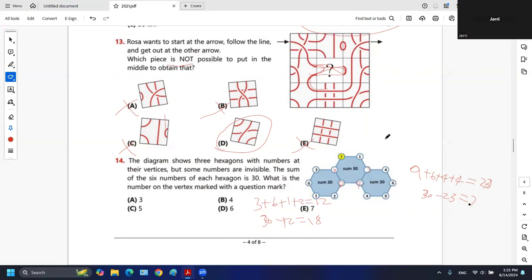And now we can add up the middle one. 4 plus 3 plus 8 plus 10 plus 1 is 26. Now 30 minus 26 is 4. So the answer is B.